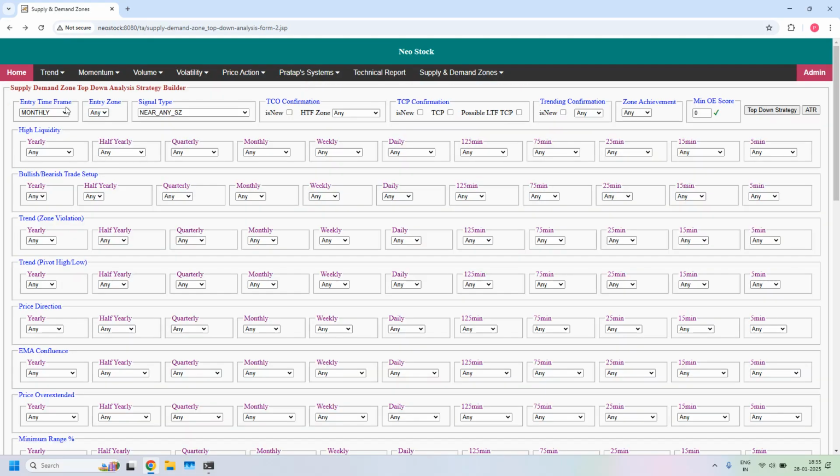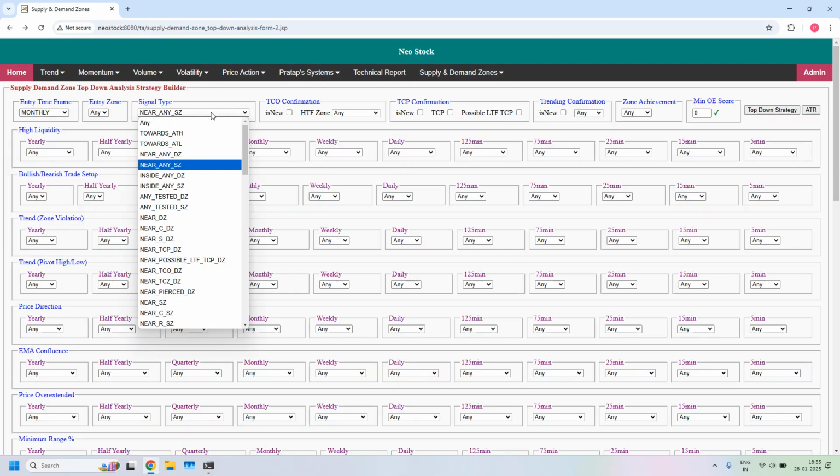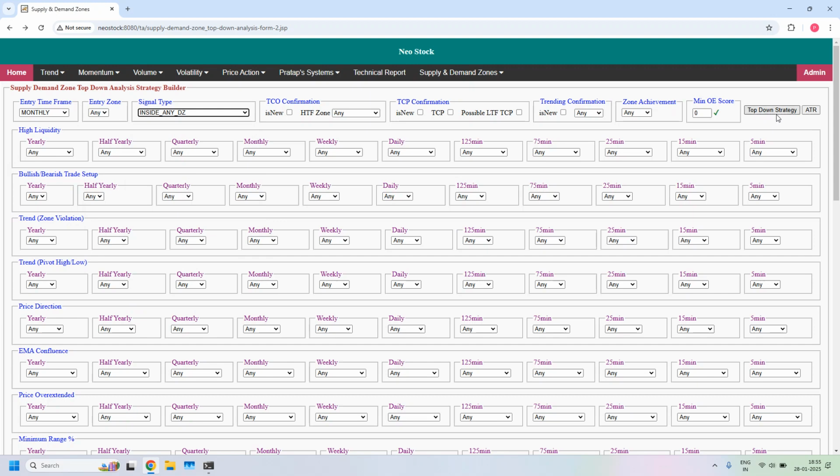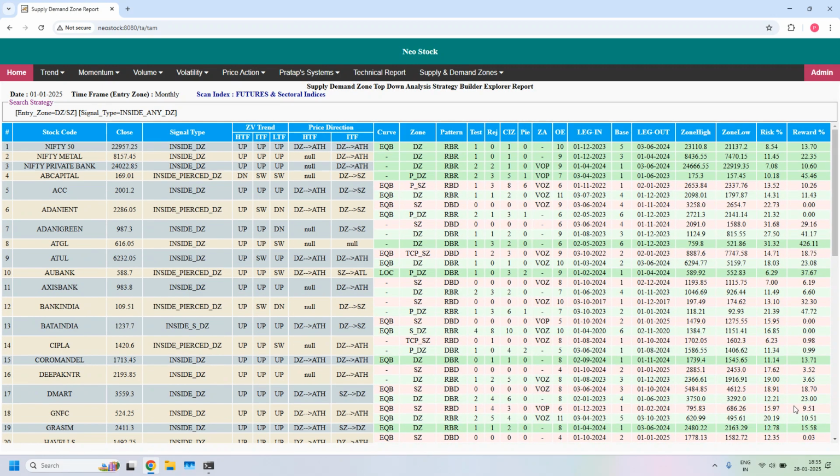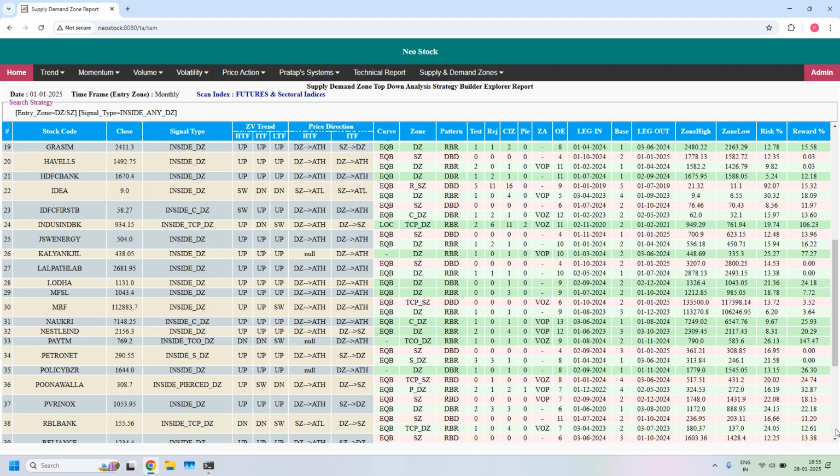Next, monthly time frame. Price closed inside the monthly demand zone. We got 49 stocks. So first 19 stocks in the list. I am scrolling the list down.